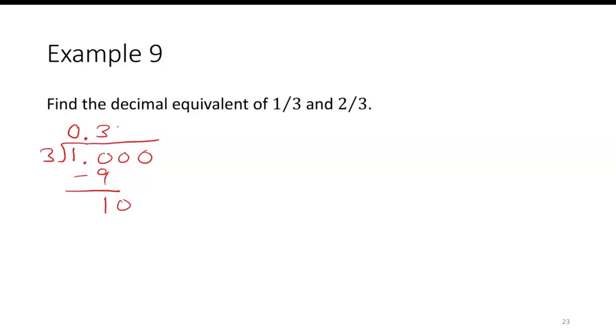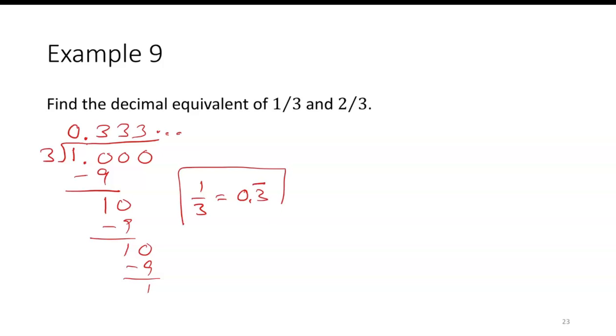3 goes into 10 3 times. 3 times 3 is 9. Subtract, bring down the 0. 3 times 3 is 9. Subtract, I get remainder 1. You can see this keeps repeating forever. So this tells me that 1/3 is equal to 0.3 with a bar over it.